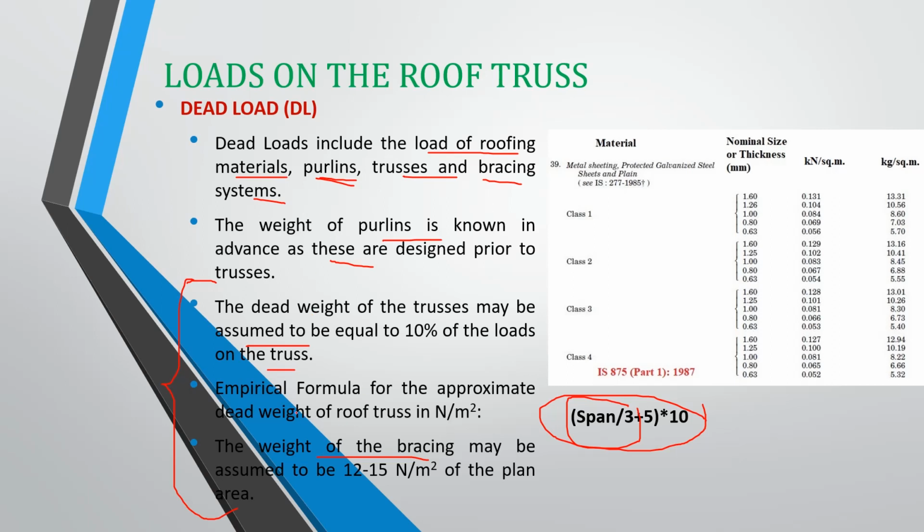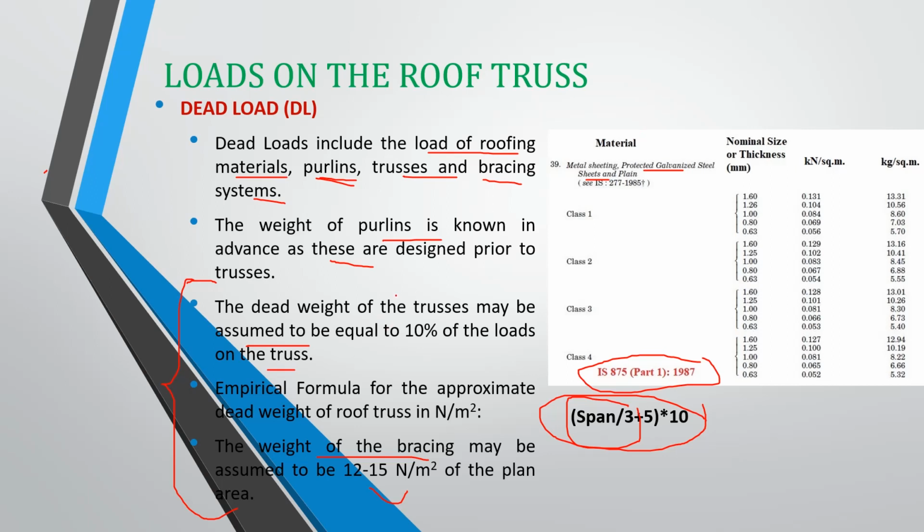Here, IS 875 part 1 gives us the dead load for sheeting, and that sheeting is our protected galvanized steel sheets. These are the most commonly used roofing or sheeting materials in the case of trusses, and this IS code part 1 gives us the dead load for these roofing materials.